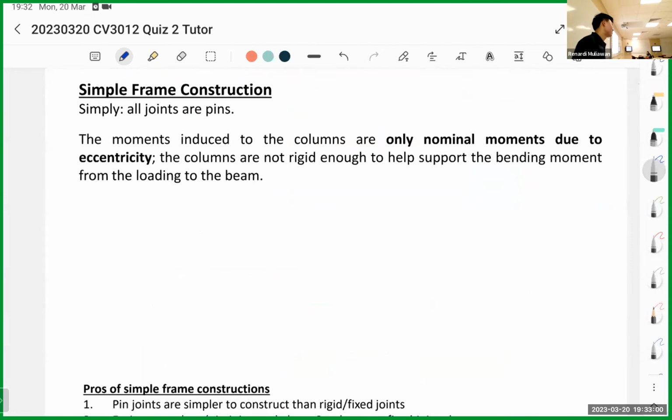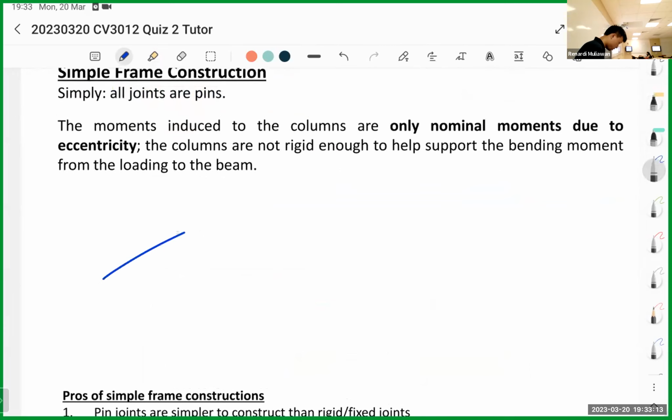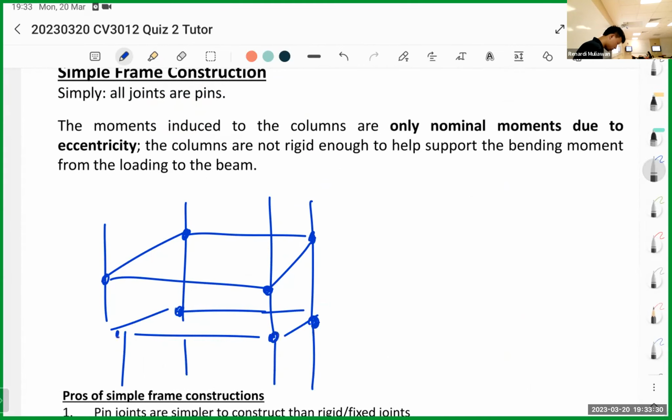Next one is the simple frame construction. So actually we're done with the column. Now we're talking about the whole structure. Simple frame construction basically means all joints are pinned. Let's say you have a beam going that way, then you have a column going that way, something like this. This is 3D view. This, let's say, is the second level. These dots are all joints, pins. So it cannot resist moment, I guess you can say.